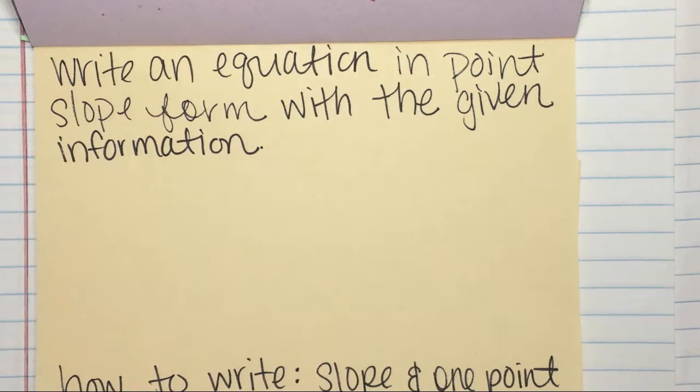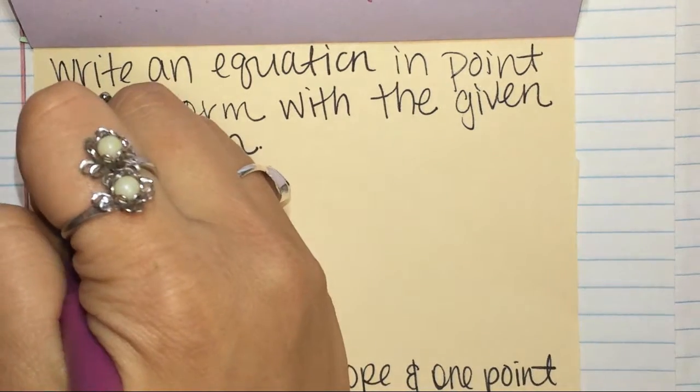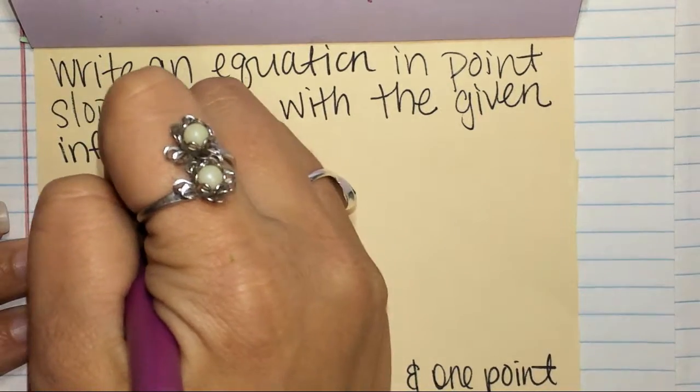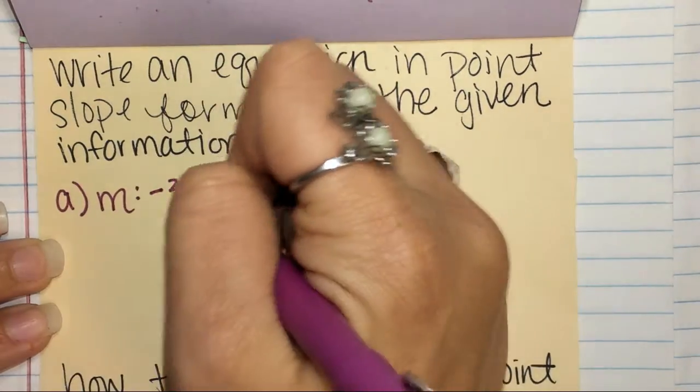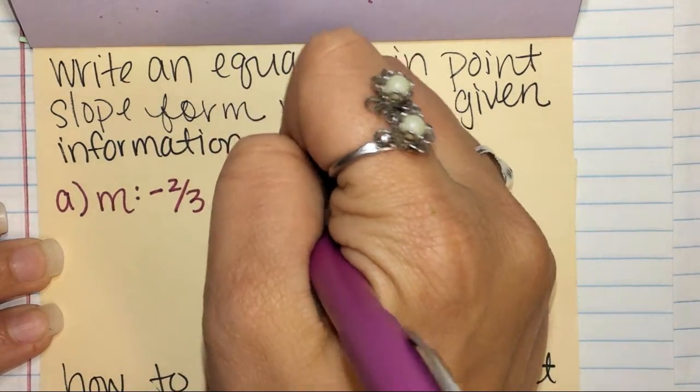Are y'all ready? Yes. The first one that we're going to do, our slope is going to be negative 2/3, and our point is going to be 7, 9.